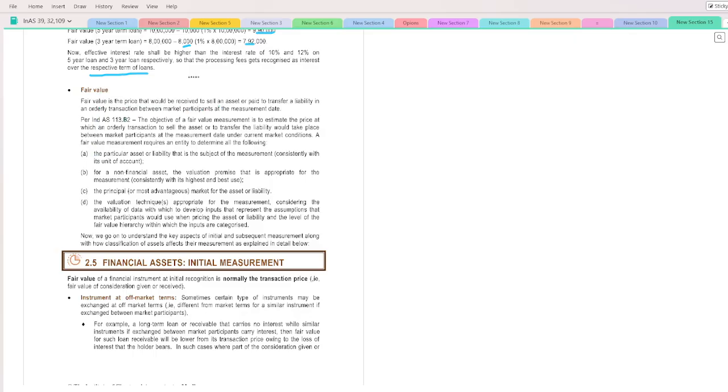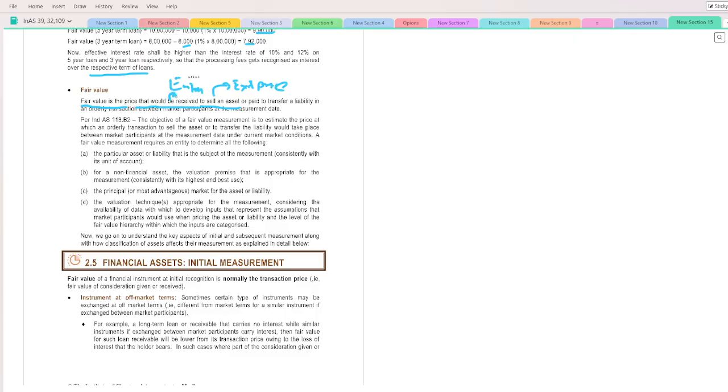So here this is a definition. Fair value is the price that would be received to sell an asset. Like if you are having an asset, then the price at which you are exiting that asset means exit price, so exit price will be your fair value, not the entry price.